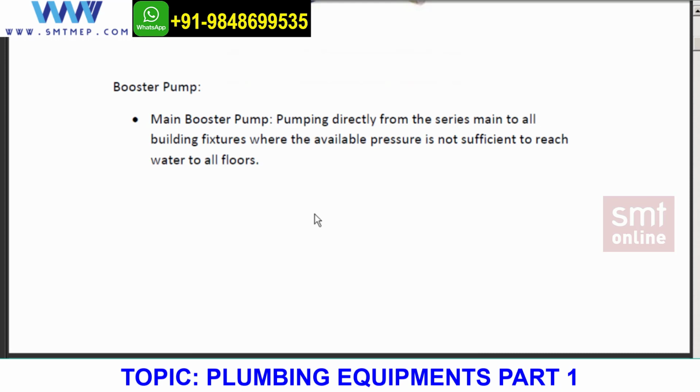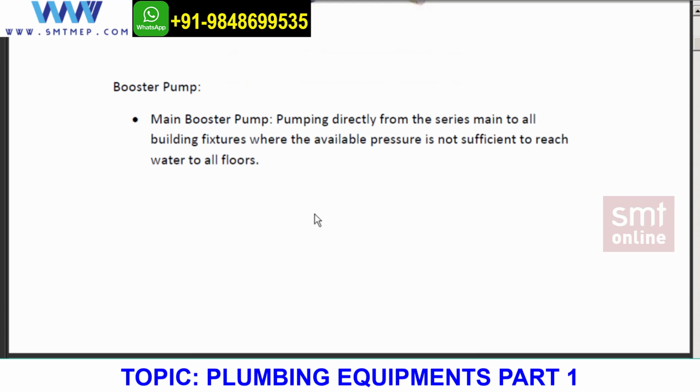So first of all, let's talk about the main booster. What does the main booster do? The main booster is a booster pump, as I said. It will be at the ground floor, or the very first floor of the building, and it will be connected in series, 1 or 2 boosters.